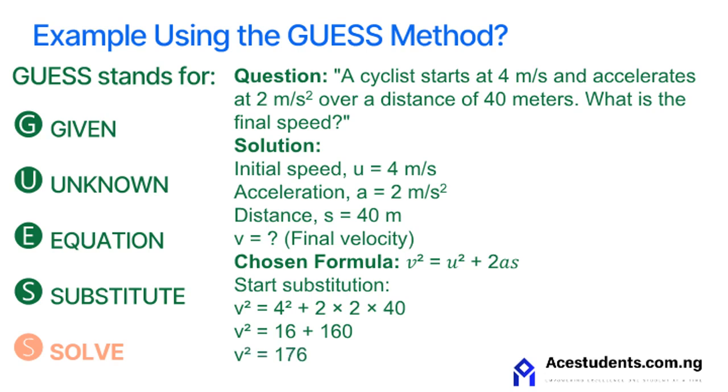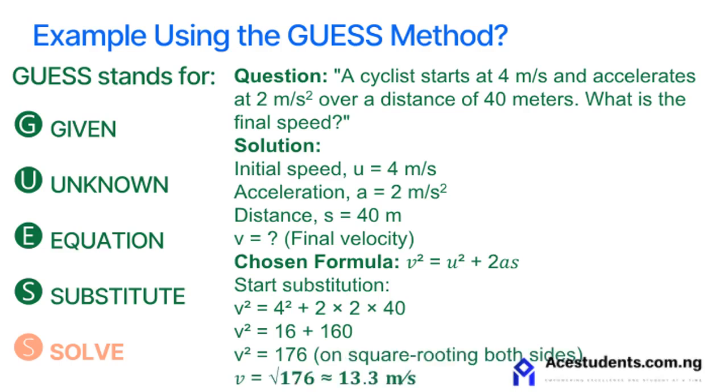16 plus 160 equals 176. So v squared equals 176. To find v, take the square root of 176. That gives approximately 13.3 meters per second.